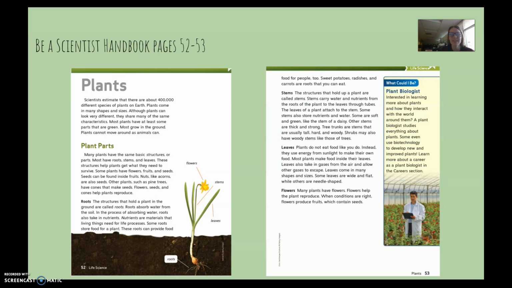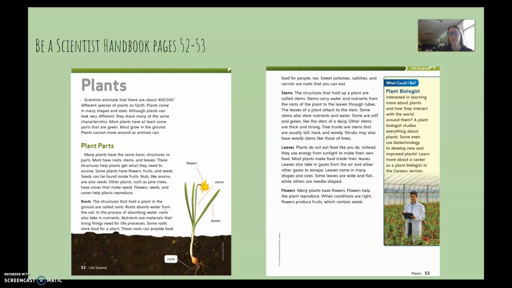Now we're going to move on to stems. The structures that hold up a plant are called stems. Stems carry water and nutrients from the roots of the plants to the leaves through tubes. The leaves of a plant attach to the stem. Some stems also store nutrients and water. Some are soft and green, like the stem of a daisy. Other stems are thick and strong. Tree trunks are stems that are usually tall, hard, and woody. Shrubs may also have woody stems like those of trees.